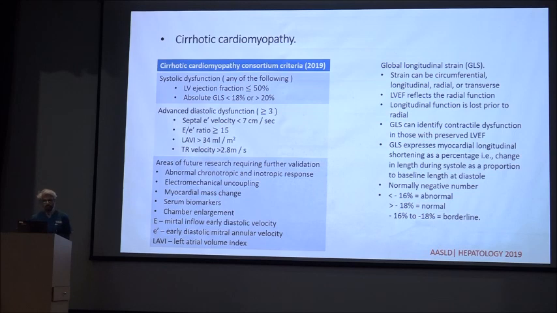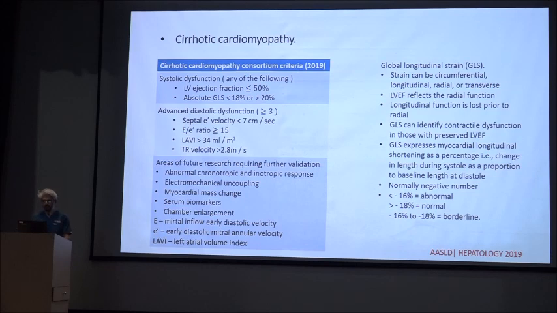Recently the Cirrhotic Cardiomyopathy Consortium has come up with criteria in 2019. It can be associated with systolic and diastolic dysfunction. In the systolic dysfunction, they look at the ejection fraction, which will be less than 50%, or the absolute GLS, that is global longitudinal strain. This is what they have come up with in the new criteria.